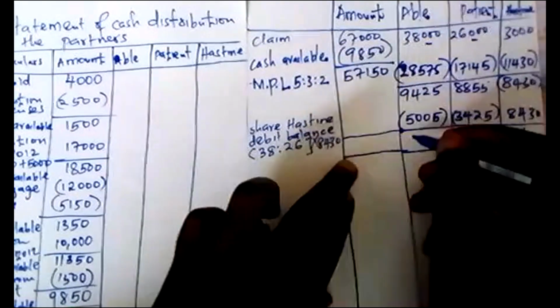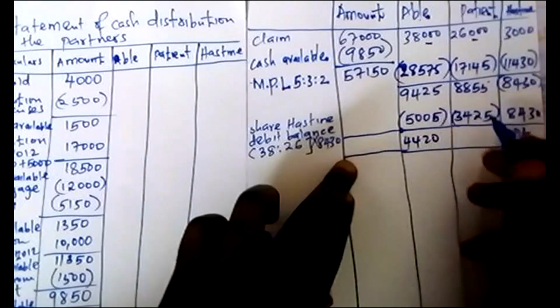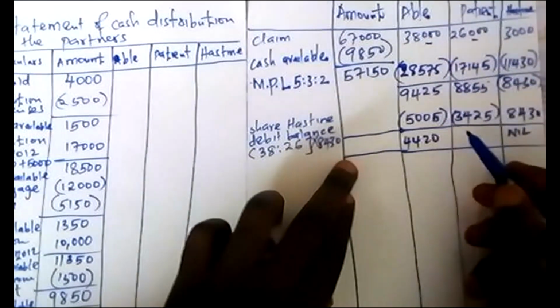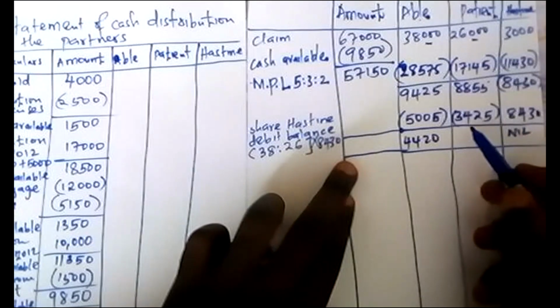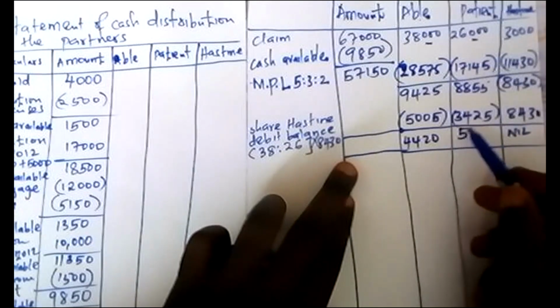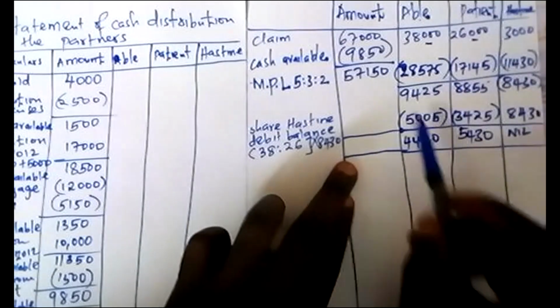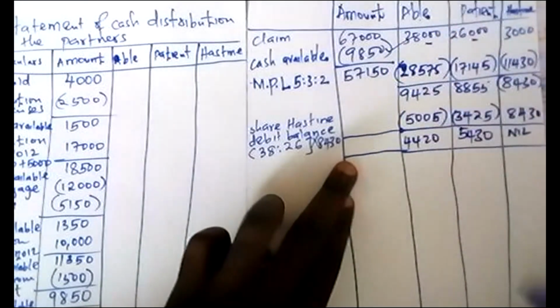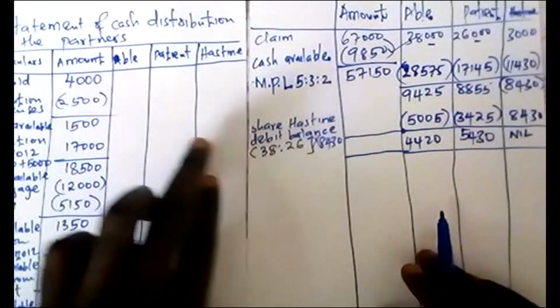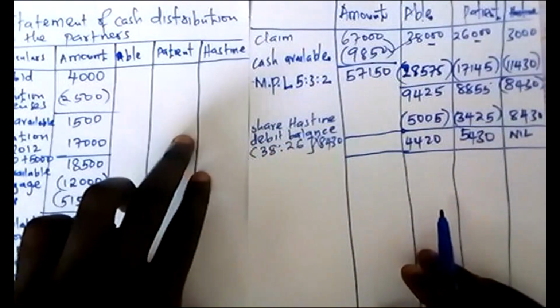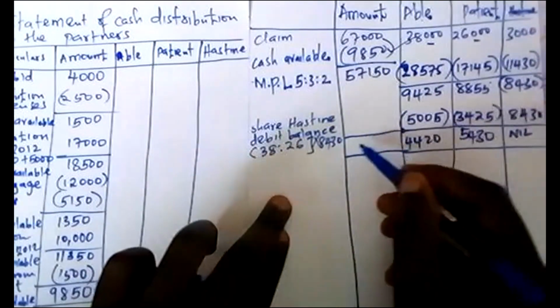So this one is 4420. Then the next one is 8855 minus 3425. That is 5430. So if you add the two, you are supposed to get 9850. Is that correct? It is. Yes.